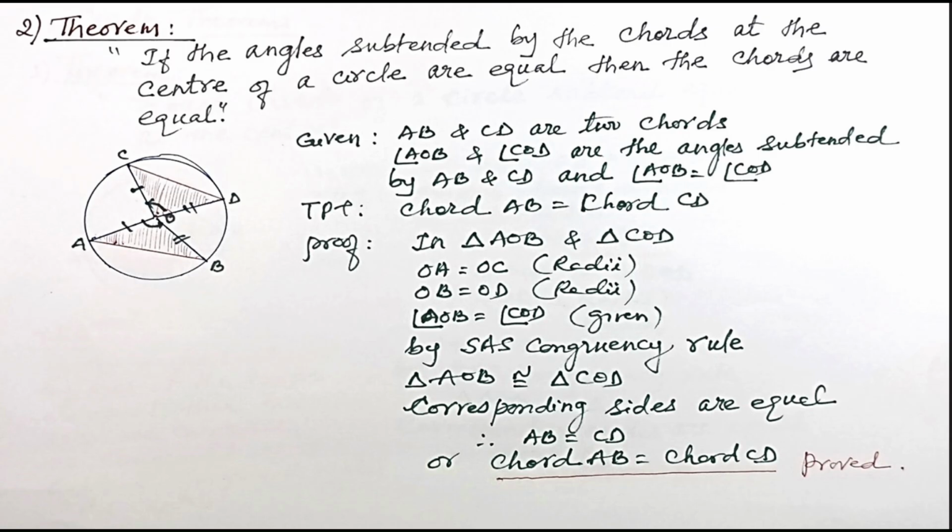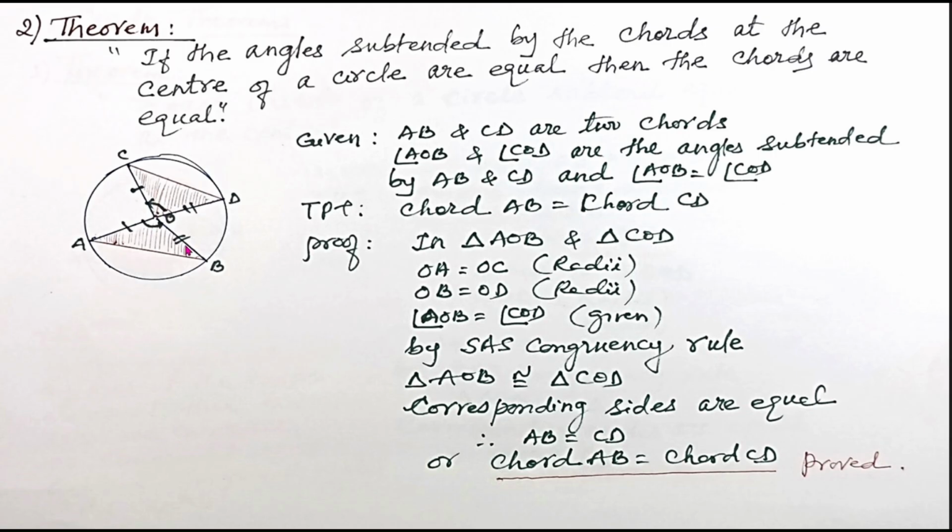Now we are given AB and CD are two chords. Angle AOB and angle COD are the angles subtended by the chords AB and CD. We have to prove that chord AB and chord CD are equal. Let us consider these two triangles here. In triangle AOB and triangle COD, OA is equal to OC and OB is equal to OD. They are the radii of the circle. And also angle AOB is equal to angle COD, which is given to us.